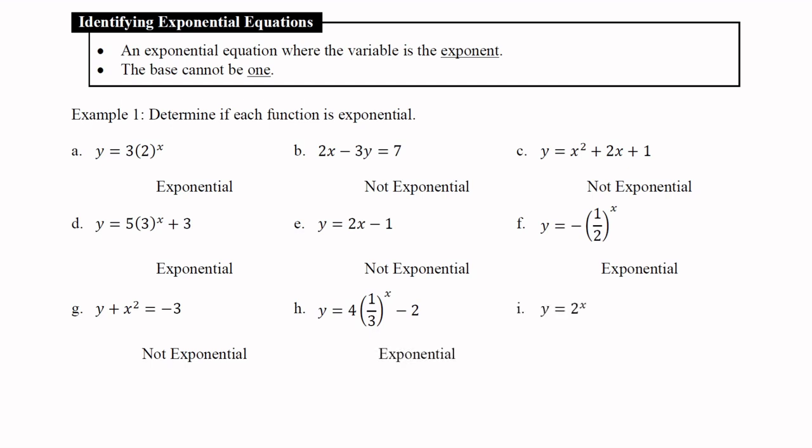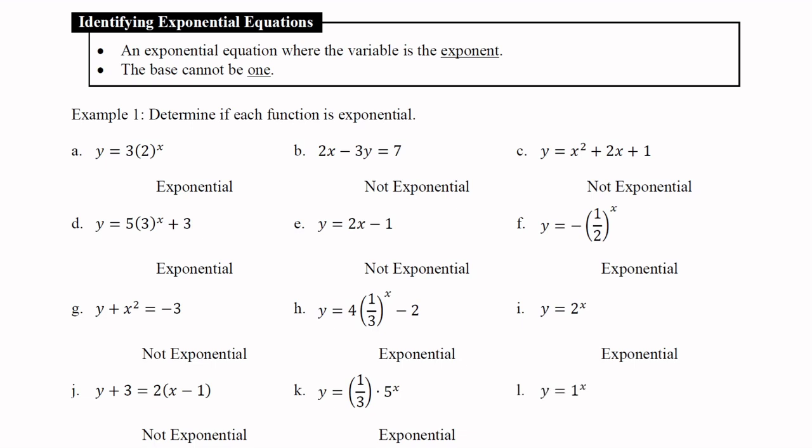y equals 2 to the x. Again, the x is in the exponent, so it's exponential. y plus 3 equals 2 times the quantity x minus 1. This is not exponential. There are no x's in the exponent. Here we have a 5 to the x, so we have an exponential. And here we have an x in the exponent, but look at our base, it's 1. 1 to any power is just 1, so this is not exponential.